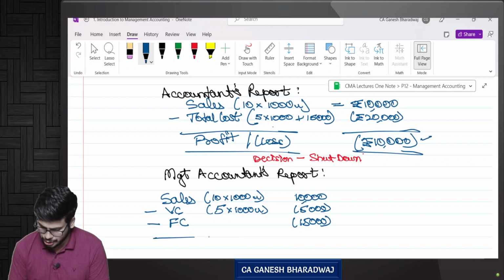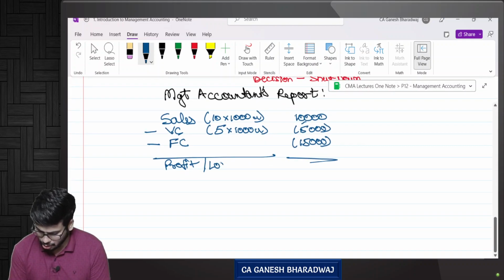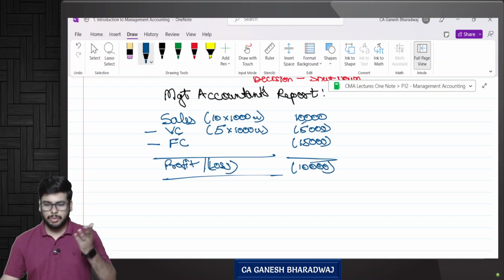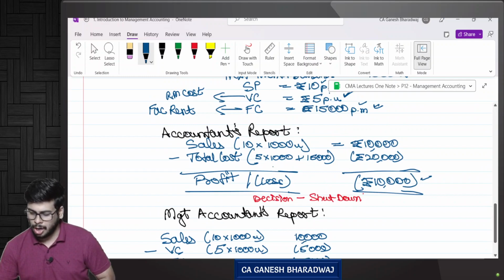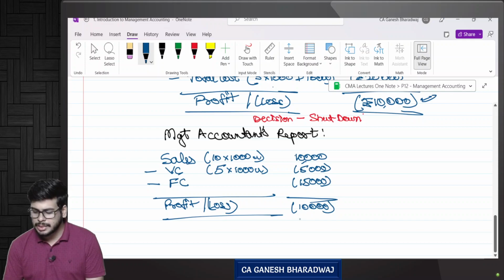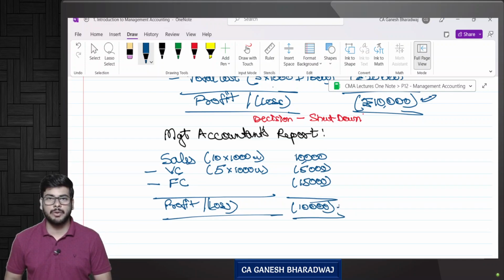There is no calculation. How much is the profit or loss? Profit or loss is going to be the same, 10,000 loss. Sir, are you kidding, sir? This accountant also said that it is the same loss of 10,000 rupees. You are also saying there is the same loss of 10,000 rupees. What is the value addition you are giving as a management accountant?